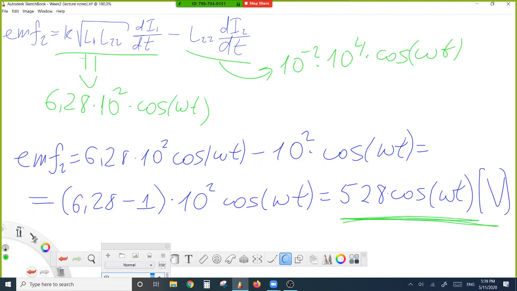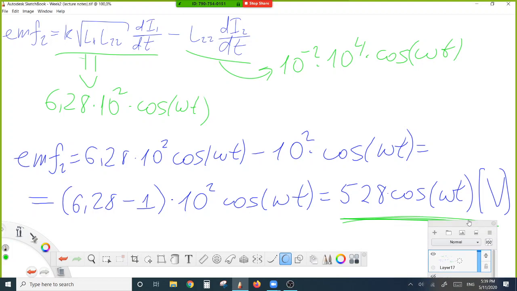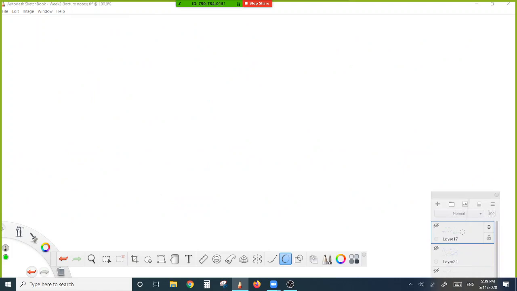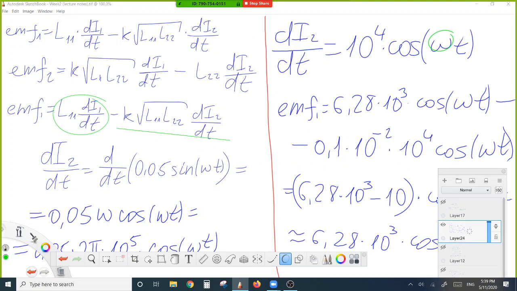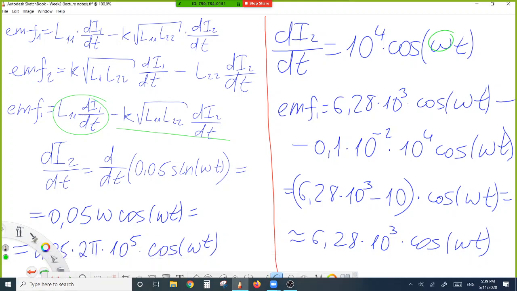Well, as you can see, when a little current occurs in the secondary circuit, even a little current affects the voltage, in our case almost 20%. However, this current is not affecting our primary circuit a lot.